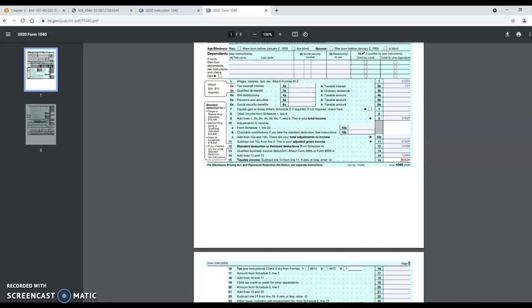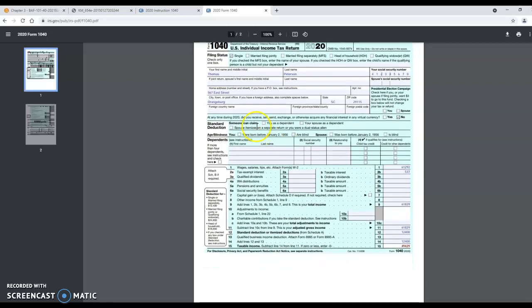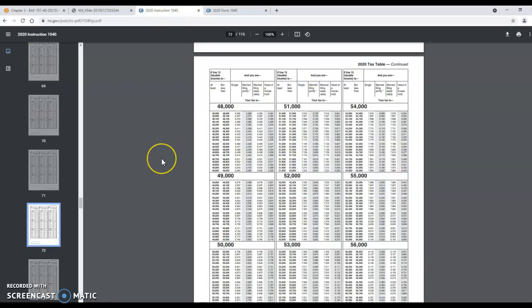We need to know his filing status, which was single, and we need to know this taxable income number, which is $49,429. We'll go into our instruction booklet that we got in the first general video. Make sure it says 2020 tax table across the top. We're looking in the 49,000 section. The first column is "at least," and the second column is "less than."